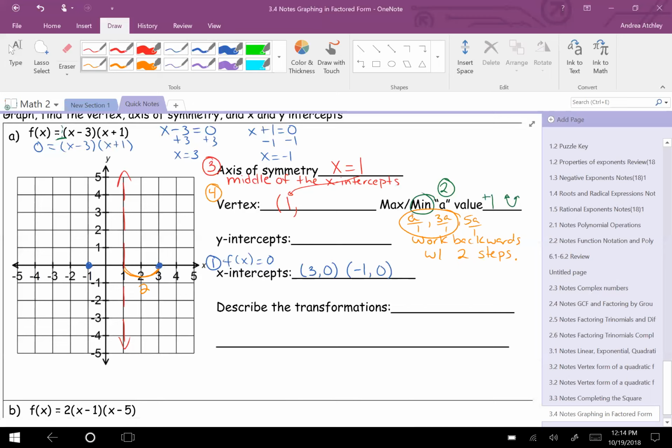Okay. So I'm going to work backwards using 3a over 1 and a over 1. So when I was graphing with a vertex, I would go up 1 over 1, right? Then up 3 over 1. So how would I go backwards? Down 3 over 1, then down 1 over 1. Does that make sense? So I'm going to go down 3 over 1.